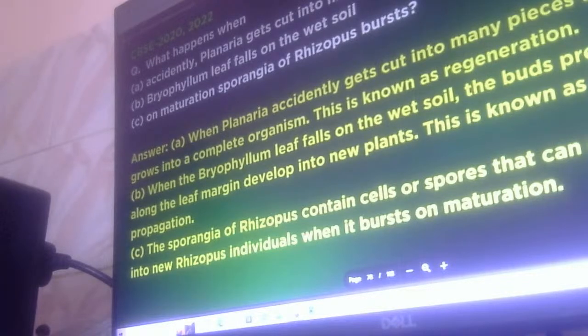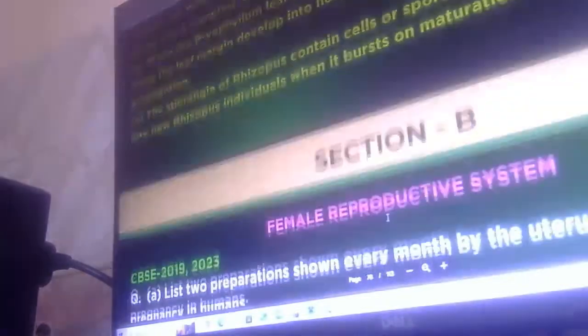Notches. This is the word I was finding. Notches of the leaf margin. Vegetative propagation. Okay, I had a confusion whether it was vegetative propagation or not. Sporangia, cells of spores develop into new Rhizopus.